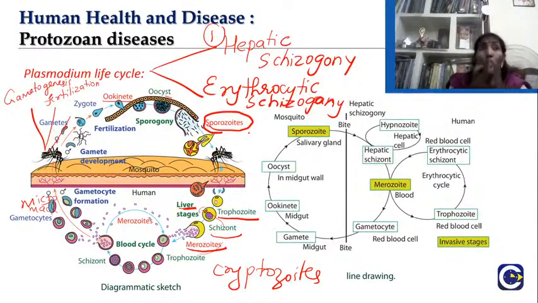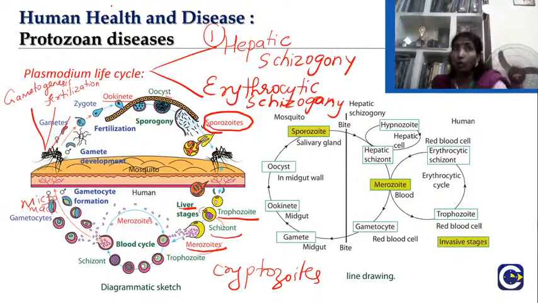But incubation period is different. From the bite till the person develops the symptoms, like fever, chills and all, that is incubation period. Pre-patent period is from the mosquito bite till the parasite appears in the blood. So that is called pre-patent period. So you're all able to follow? Everybody, yes. Shall we move on to the next slide?